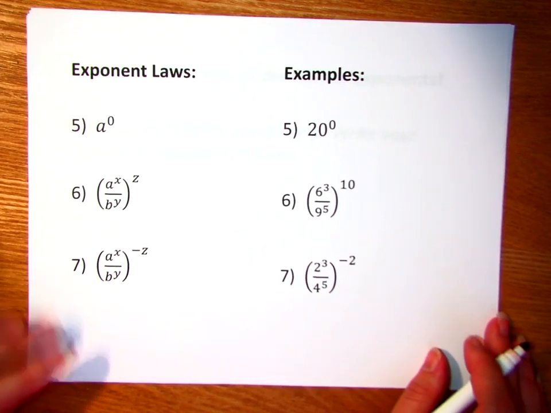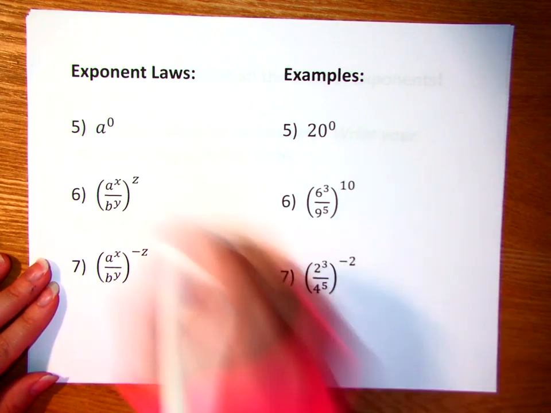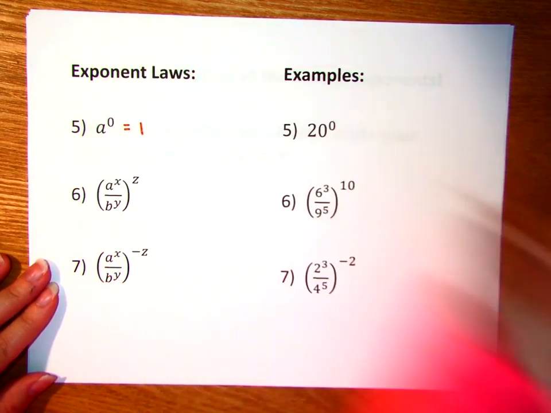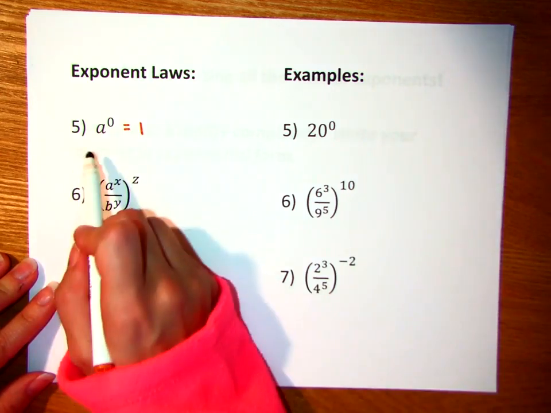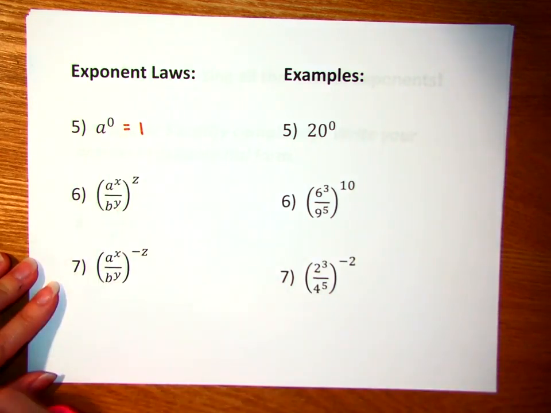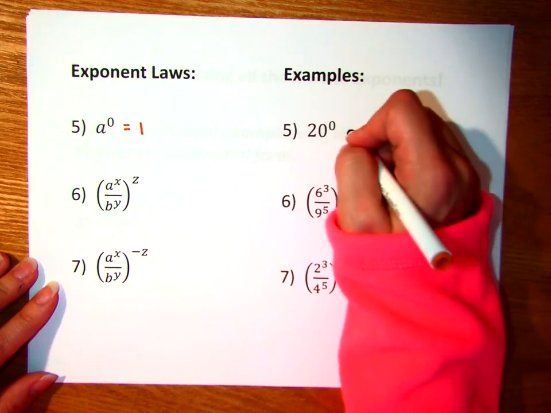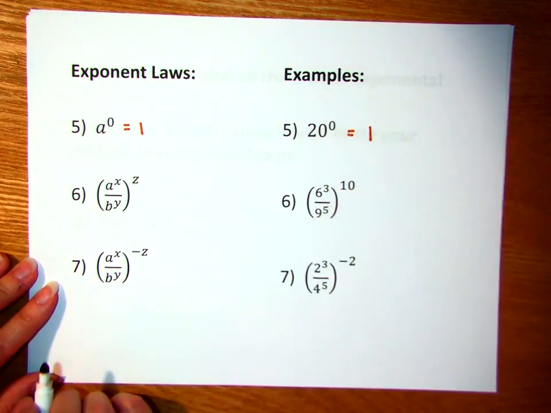Anything to the 0th power, no matter what it is, is always going to equal 1. And students like to say the answer is 0. Be careful, don't fall in that trap. Anything to the 0th power is equal to 1. So 20 to the 0th power is equal to 1.